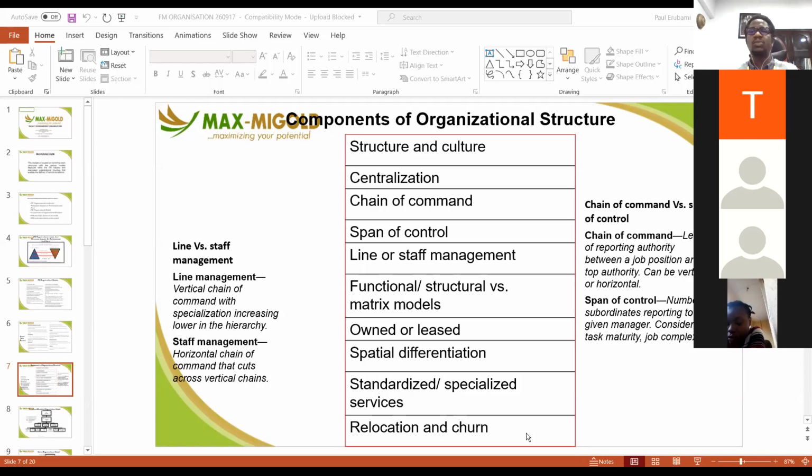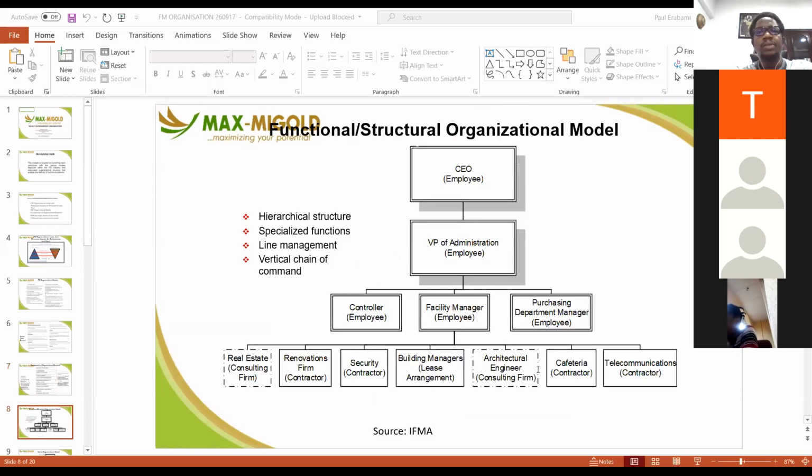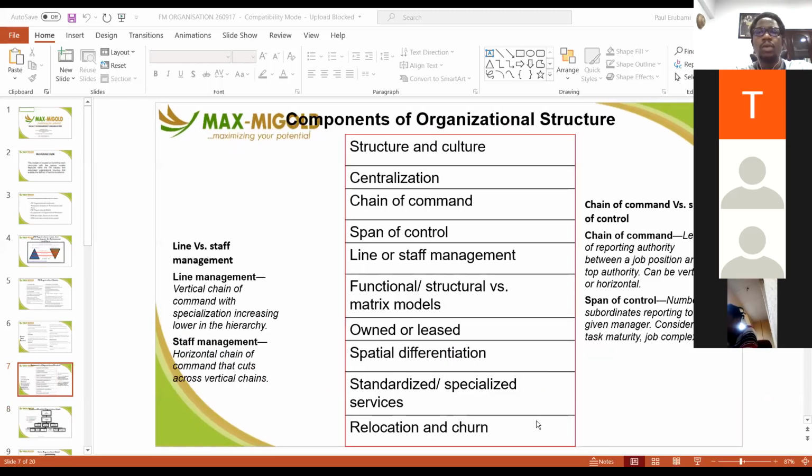But if it's specialized, which means dealing with an airport, a school, a hotel or an office is going to be different, then I need to create a different type of nomenclature for my team. And then finally, we need to also look at relocation and churn. Relocation and churn actually refers to how often movements happen within the organization.